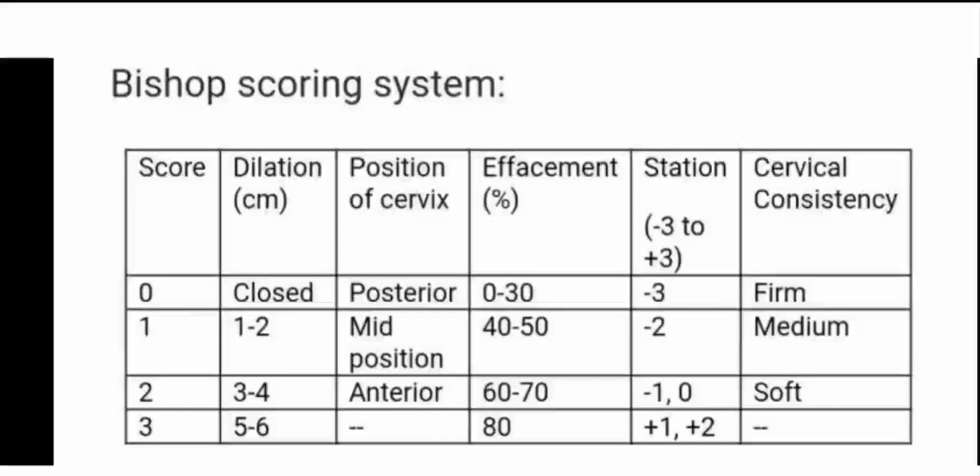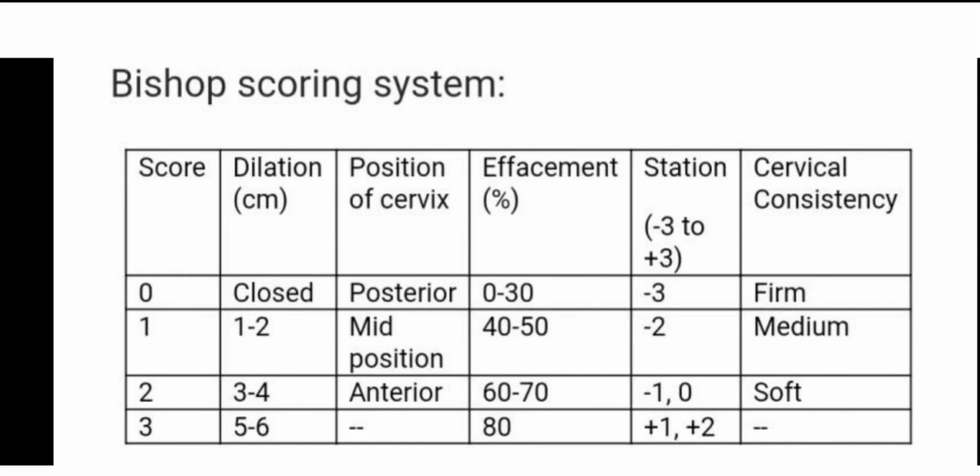First of all, we will be seeing the dilation. In 0, the cervix is closed. In 1, the cervix is 1 to 2 centimeters dilated. In 2, the cervix is 3 to 4. And in 3, it is 5 to 6. So, how will we remember it? 1, 2, 3, 4, 5, 6. Okay. Then is the position of the cervix.